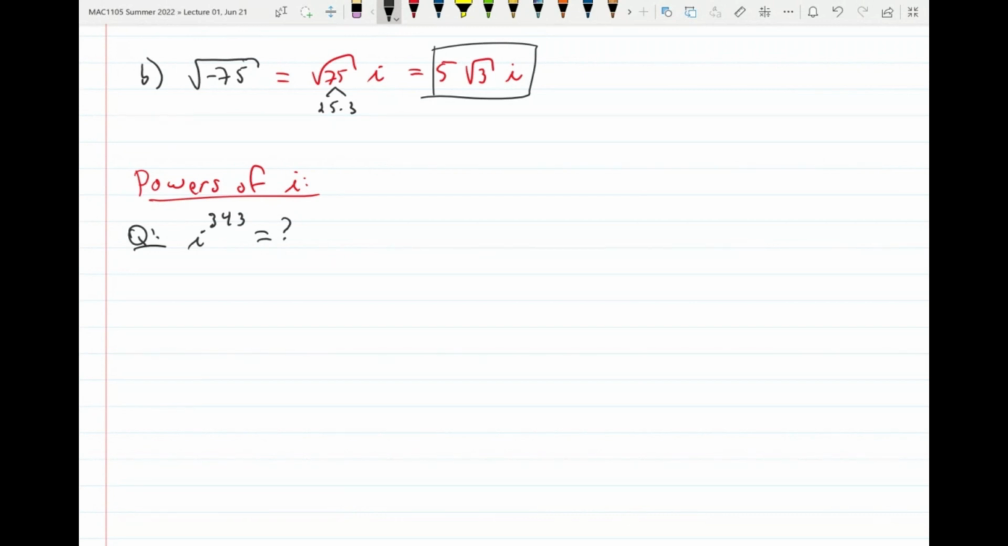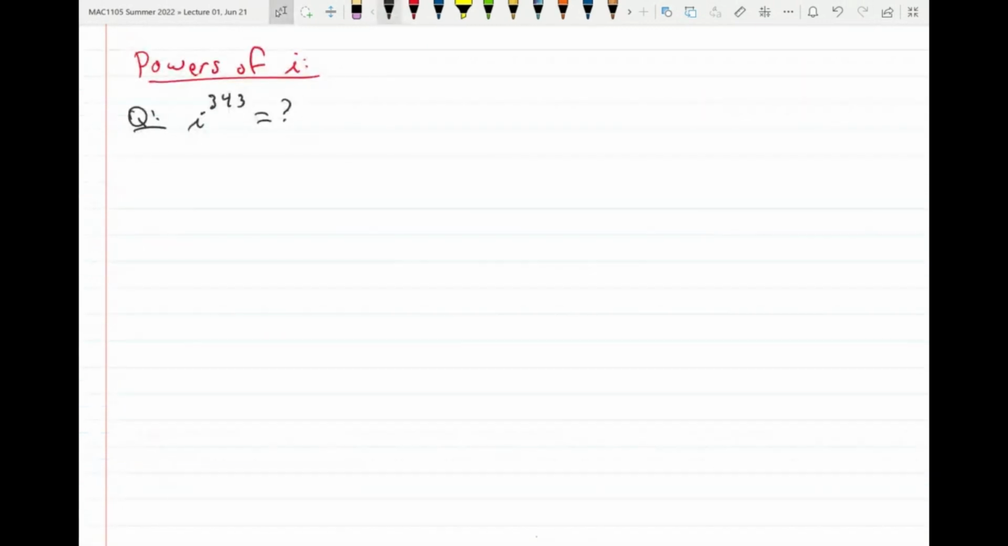Okay, so let's look at that a little bit deeper. To understand this, let's just do some experiments. Let's start writing down powers of i until hopefully we get some sort of pattern, and then we can generalize it. Okay, so let's begin. I'm going to just look at positive exponents, because negative is just turned into a fraction, right?